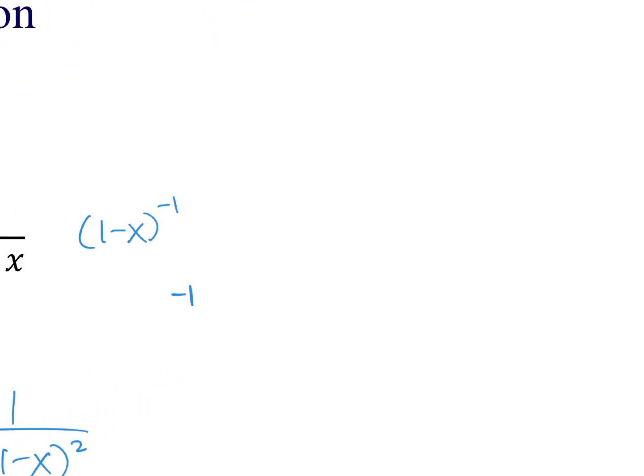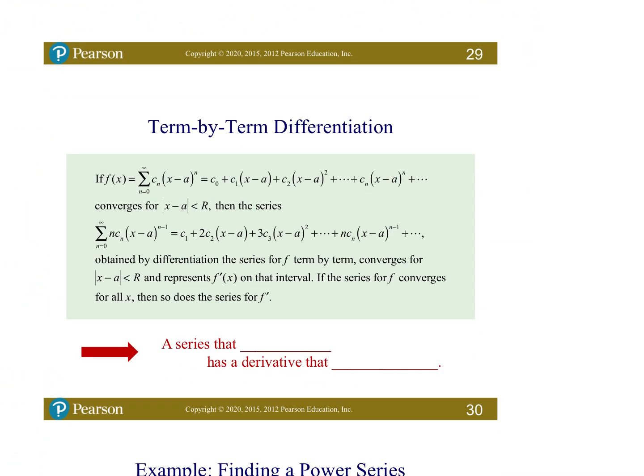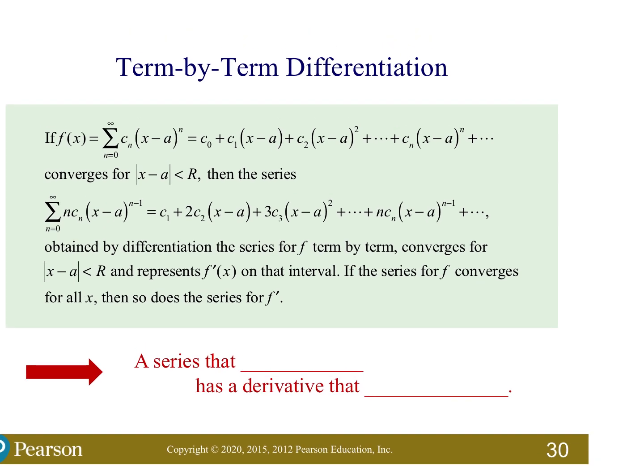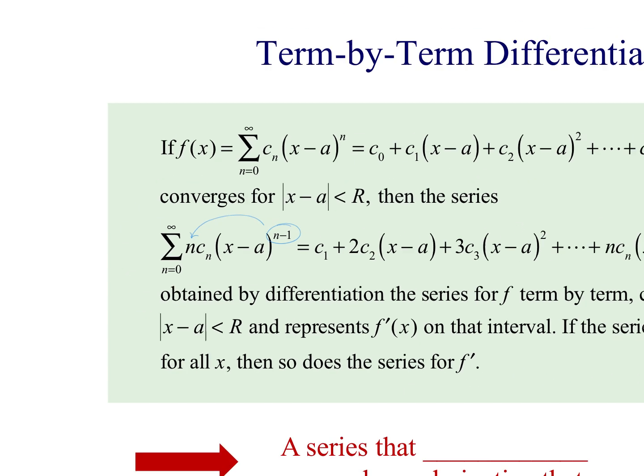Derivative would be -1 times 1 minus x to the -2 times the chain rule of -1. This is just the formal way of writing, like, notice here, move the power down to the front and decrease the power by 1. I mean, it's all the same thing.